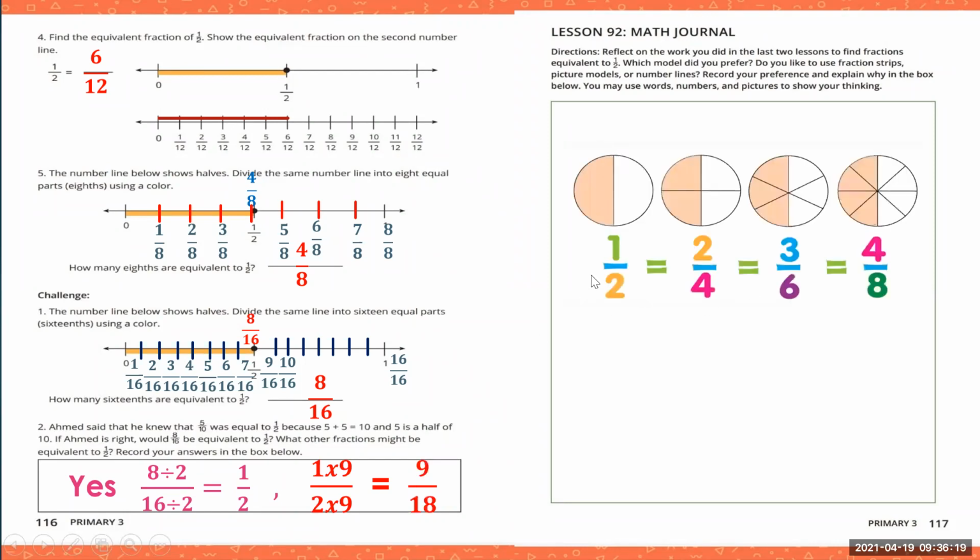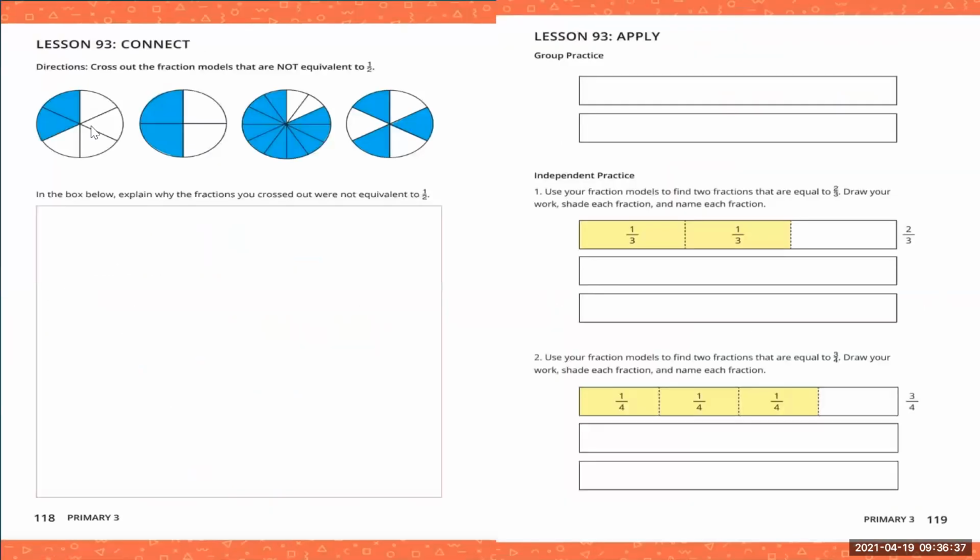So here I have half, which equals 2 over 4. And if we have 6, the half will be 3 over 6. If we have 8, the half will be 4 over 8, and so on. Now lesson 93.